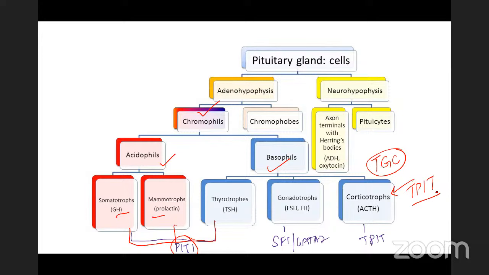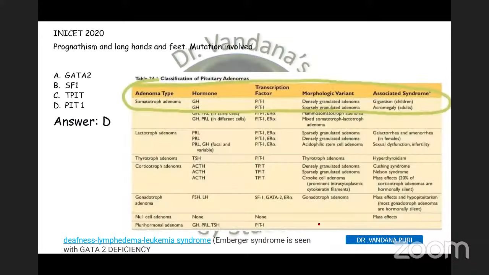So FSH and LH are gonadotroph, and they have a different transcription factor, that is SF1 and GATA2. SF1 and GATA2 are the transcription factors for gonadotrophs. Okay, so they are very different, and they have basically your SF1 and GATA2. So remember them when they're asked, now they can ask you anything, okay. So if they ask you growth, prolactin, and thyroid, it is Pit-1. If they're asking you corticotroph adenoma, it is T-pit, and gonadotroph is a different world altogether, so it will have SF1 and GATA2. So that is what you have to remember.